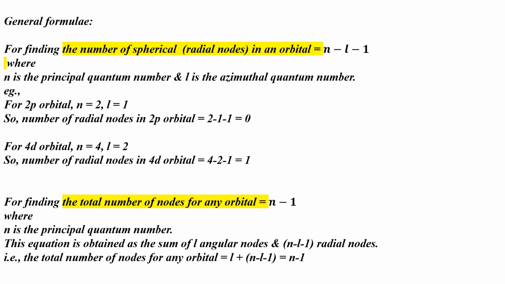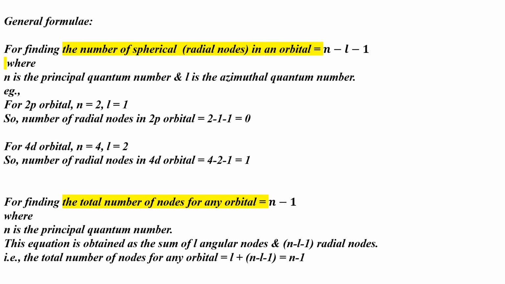Finally, we have two general formulae, one for finding out the number of radial nodes in any orbital, and the second for finding out the total number of nodes for any orbital. Let's look at the first formula. For finding the number of radial nodes in an orbital, you have the formula n minus L minus 1, where n stands for principal quantum number and L stands for azimuthal quantum number. I have taken two examples: one is a 2p orbital and the second is a 4d orbital.